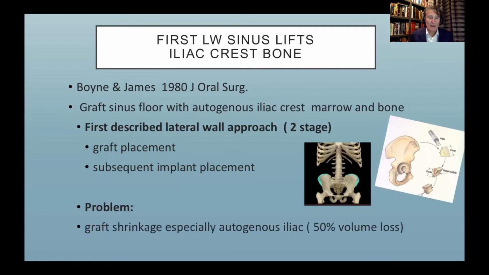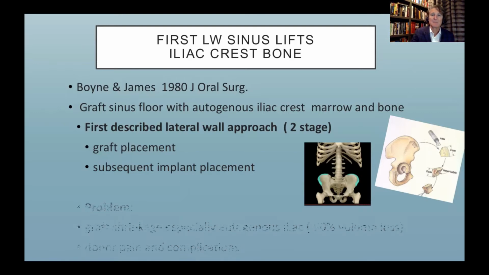The problem with that was the bone itself was prone to remodeling, and you would lose about half of your height. So you'd have to gain 20 to get 10. As well, there was donor pain and complications, and not many people line up to have their hip done just because they need a tooth in the back. So this is a groundbreaking procedure, but not what we're doing today.